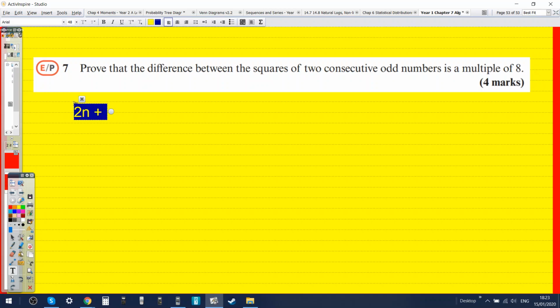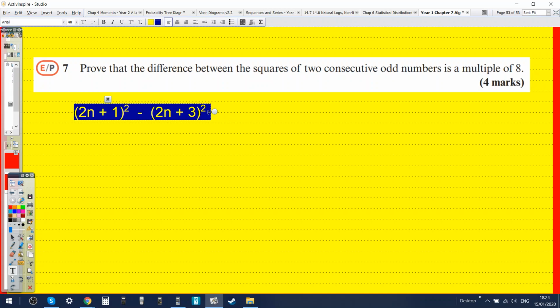And so what would be the next 2n plus, is it going to be 2n plus 3? Well done. And so that's the square of that. And what do you do with these two? Minus. Yeah.